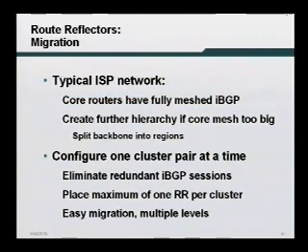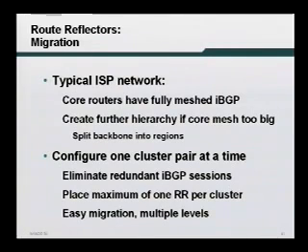Okay, the core routers have a full meshed IBGP, and you can create further hierarchy if the core is too big. There's no problem with nesting route reflectors. So a client of one cluster can be a route reflector for another cluster. I haven't seen too many people go too deep, but 3 layers isn't that uncommon. So you've got a core, maybe a distribution layer, and then an aggregation layer. You can nest these quite nicely.